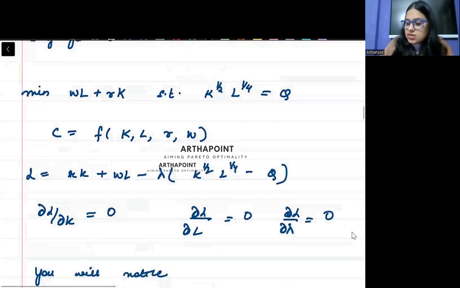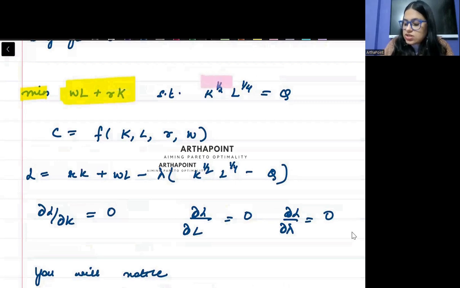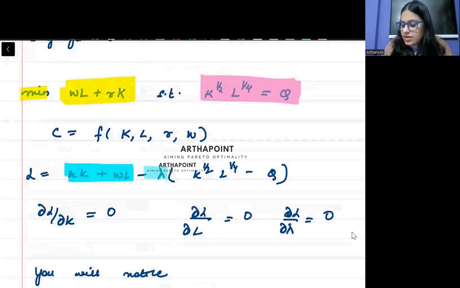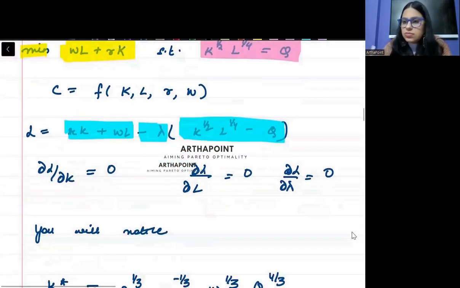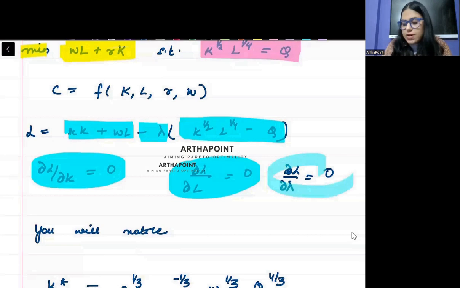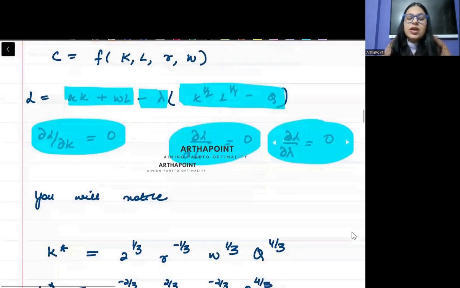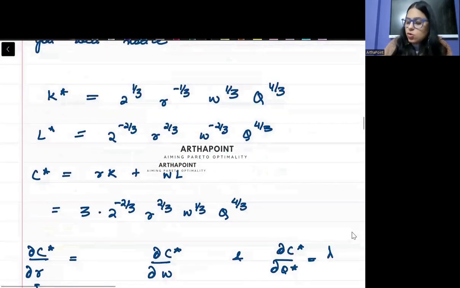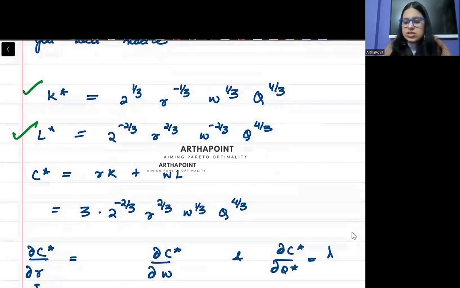As an example, consider this. Suppose I want to minimize the cost subject to this production function. So I will form the Lagrange. So this is my cost and multiplier, and this is my production function. You will do the usual things. You will differentiate it with respect to K equated to 0, with respect to L equated to 0, with respect to lambda equated to 0. After you do that, you will notice that you will get your K and L in terms of the exogenous variables.